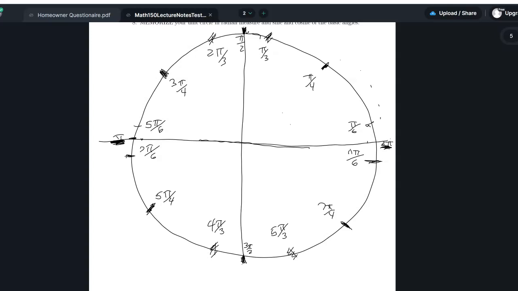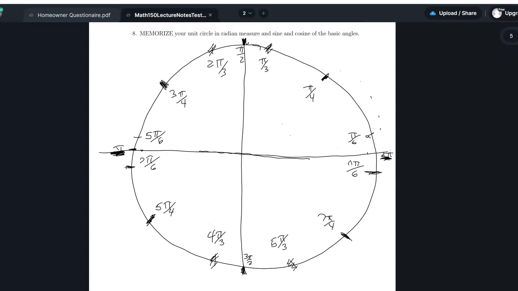Okay, so what's going to be important for you to know are the x, y terms, because that's how you get the sine and the cosine. So let's just start off with the pi over 4 guys. They have the exact same coordinates. So I'm just going to put the coordinates here: root 2 over 2 and root 2 over 2.